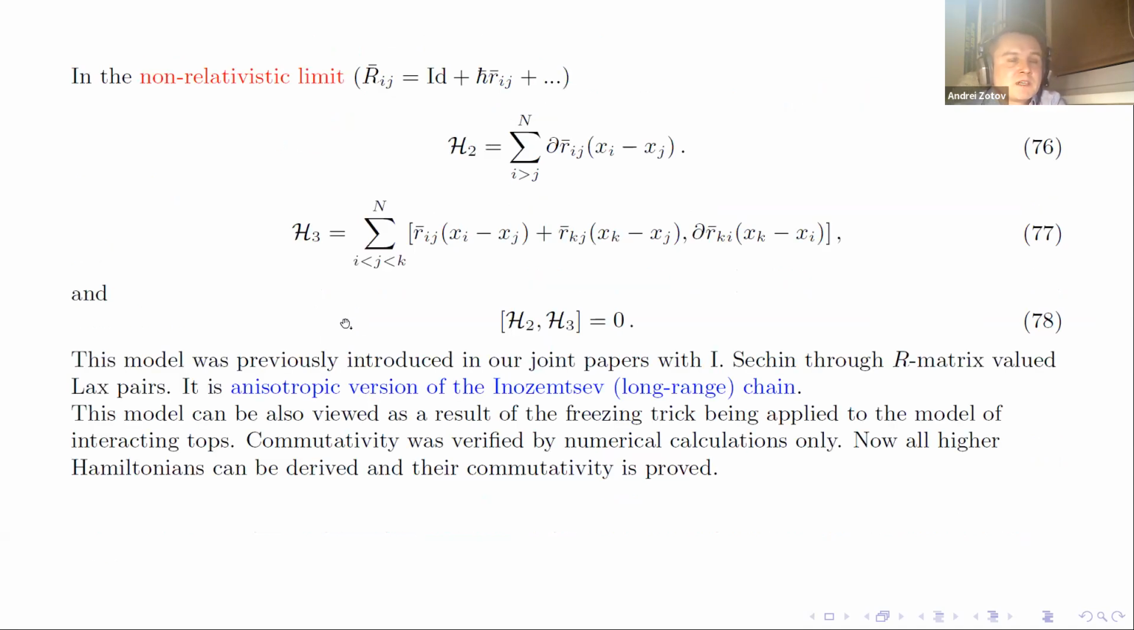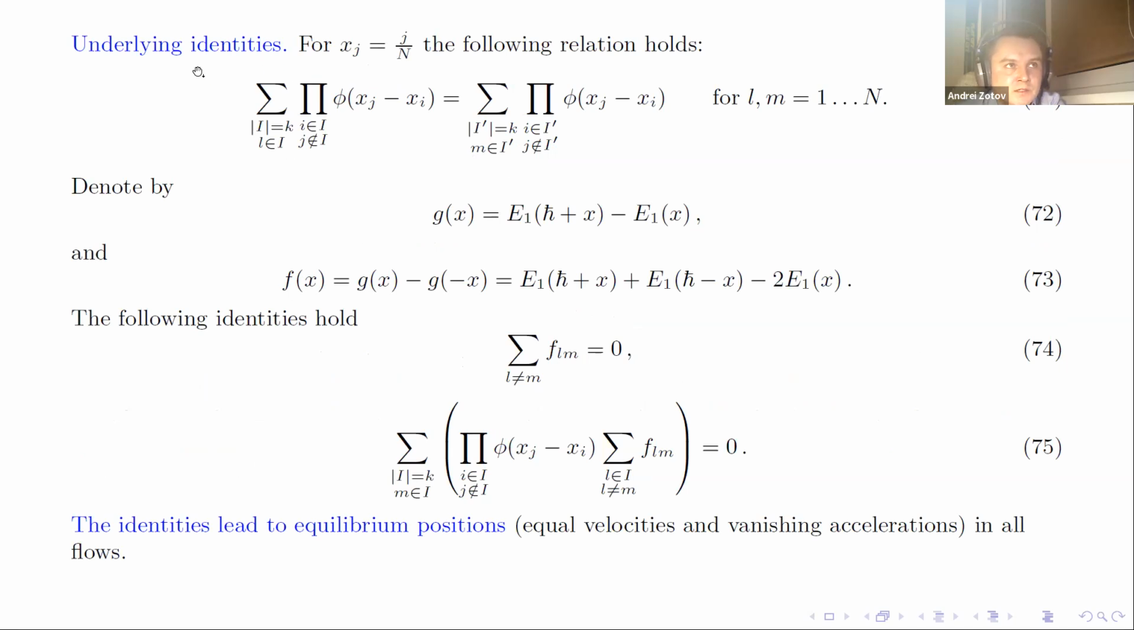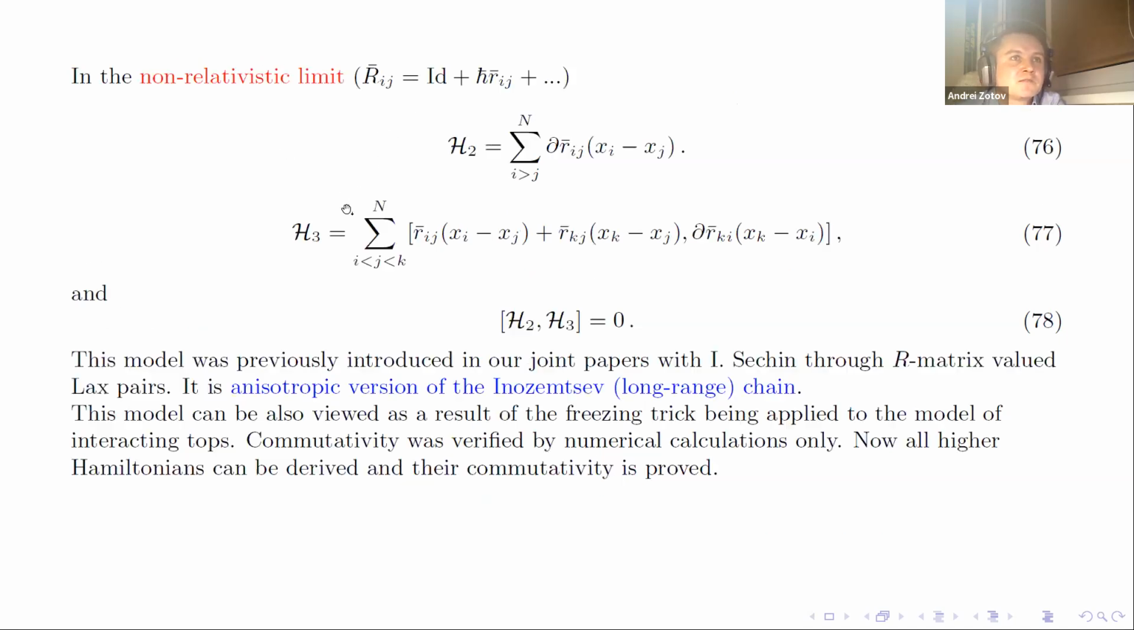And finally, I say a few words about the non-relativistic limit. The non-relativistic limit for this chain, so when the q-deformation is vanishing, corresponds at the level of our matrices to the classical limit, because ħ plays the role of the relativistic parameter in these chains. And in this way the quantum R matrix turns into the classical one, and the first two non-trivial Hamiltonians are given here.